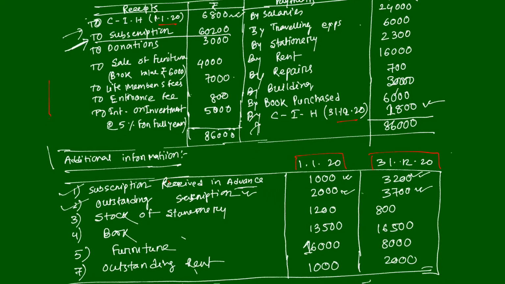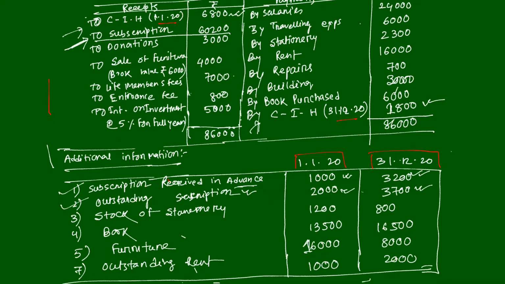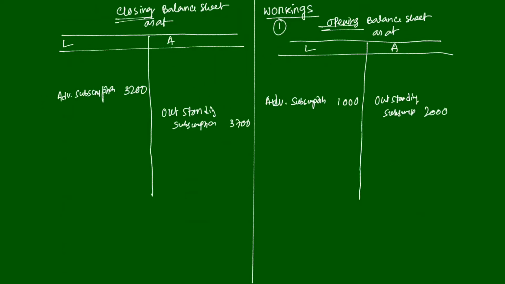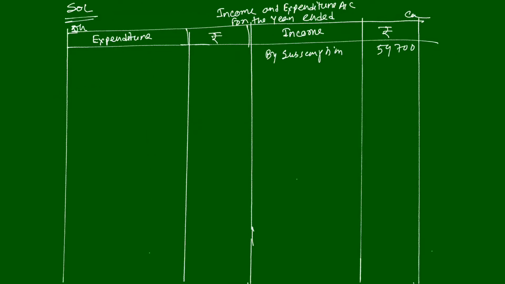Now stock of stationery is written 1,200 and 800. Here it is written stationery. This is the value of stationery, 2,300, and the stock of stationery is 1,200 and 800. So we first calculate the stationery, stock of stationery. On which side?